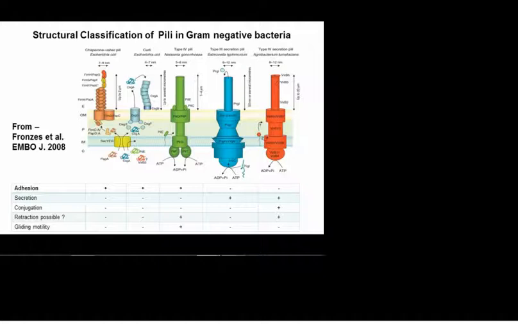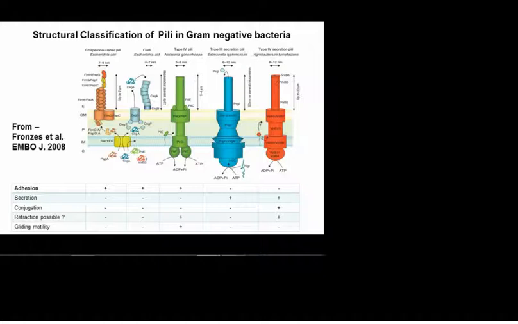Right, so the first two types here, chaperone, usher, and curly pili. Their function is only adhesion. All right? How are they produced? Okay, they're anchored, and I should also say gram-negative bacteria. So we've got plasma membrane, periplasm, outer membrane.